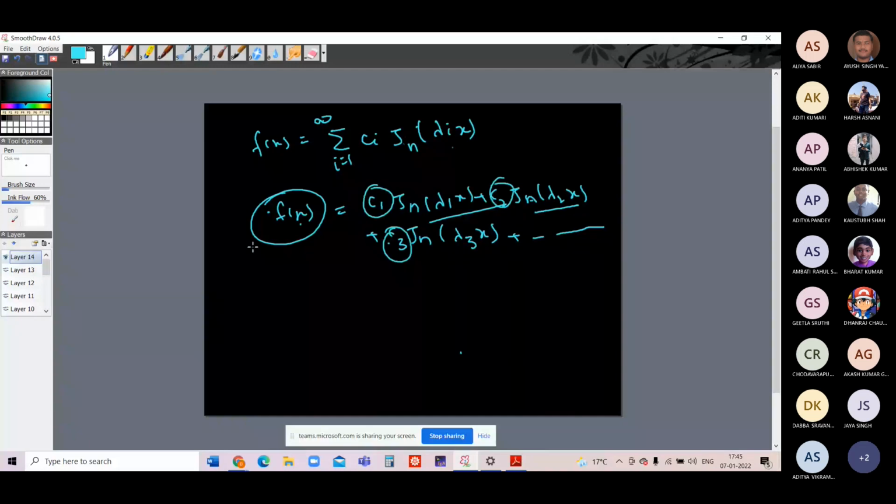In general we want to evaluate c_n. So we multiply both sides of equation number 1 by x times J_n(lambda_n x).